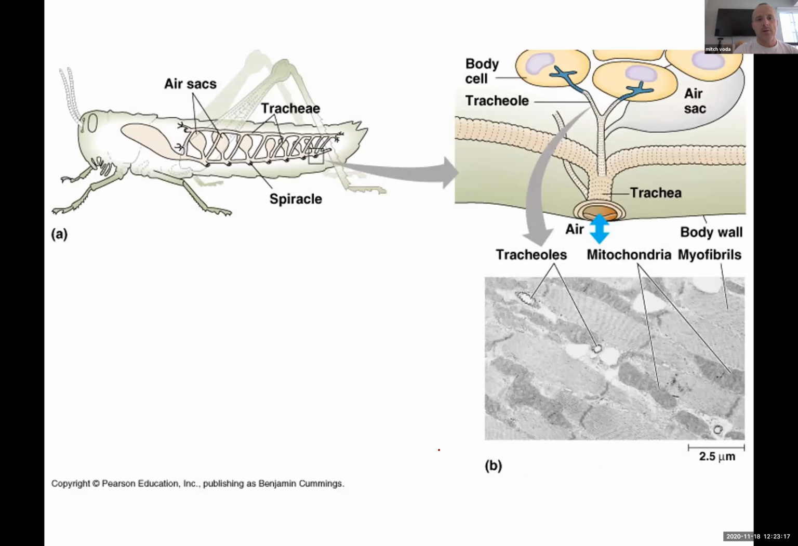You can see right here a figure of it. You can see the air sacs, air pumped through the trachea to the heart, and then this trachea has a bunch of these little tracheoles. You can see them right here. This is a good picture actually. You could see the trachea, you could see the tracheole, and it takes the air directly to the body cells.